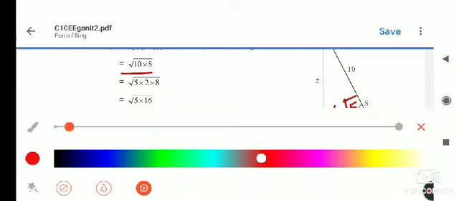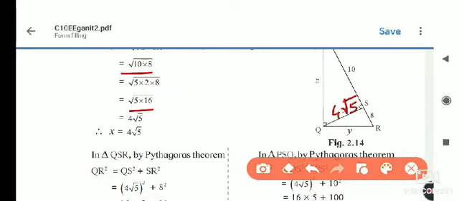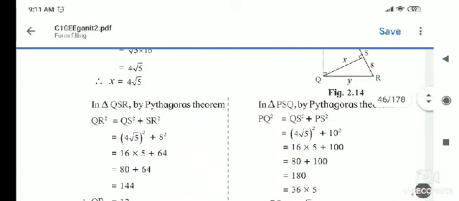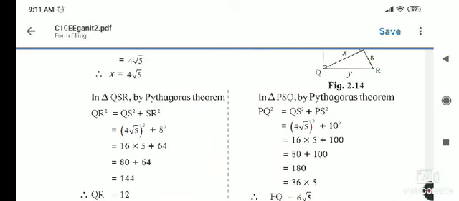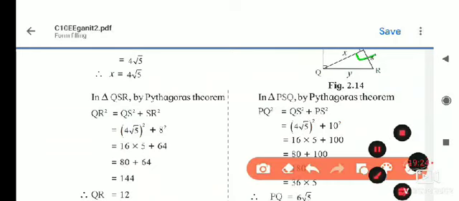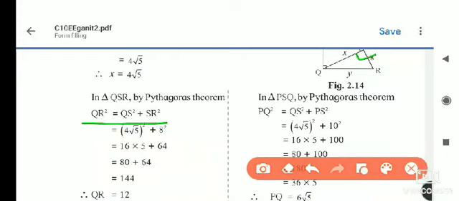Now in triangle QSR, inside this triangle we know the values of two things, that is QS and SR. So here use the Pythagoras theorem, because this is the altitude and it is a right angle. If you use the Pythagoras theorem here, you will get the value of QR, because it is the hypotenuse of this right-angled triangle. QR square is equal to 144, which means QR is equal to 12.